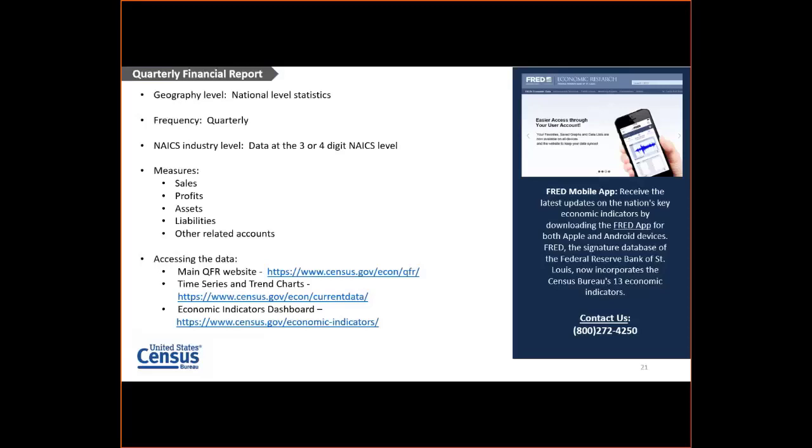On the right side of the slide, you can get this data on the go. So data is available on a mobile app called Spread, and Spread was developed by the Federal Reserve Bank of St. Louis, and this app has 13 of our economic indicators on it. In the last link at the bottom, we have a dashboard for the economic indicators, and I'm going to illustrate the dashboard for you on the next slide.